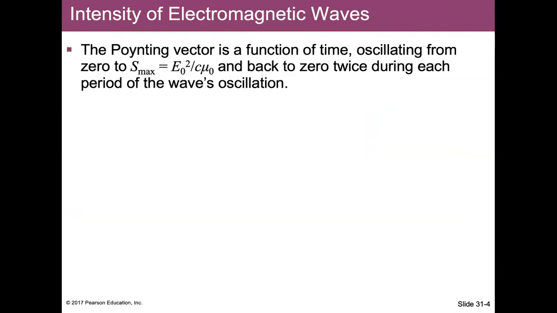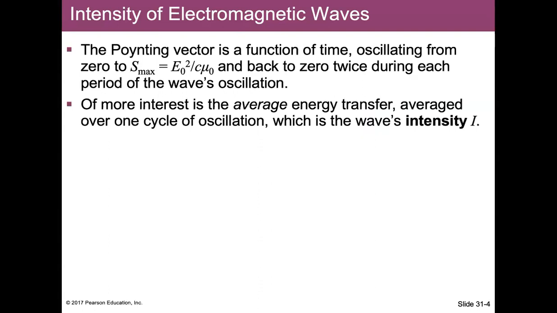The Poynting vector is a function of time, just like the electric and magnetic fields themselves. It oscillates from 0 to S max equals E naught squared over c mu naught, and back to 0 twice during each period of the wave's oscillation.